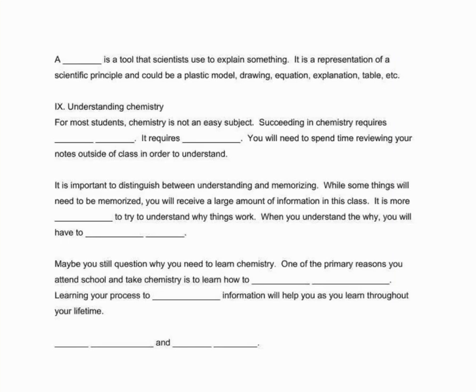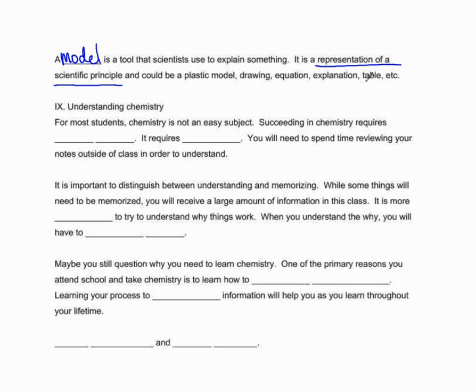One last piece, we have something called a model. A model is a tool that scientists use to explain something. It could be a lot of different things. But it is a representation of a scientific principle. As far as our classroom goes, sometimes it's plastic models. They look like molecules or atoms. Sometimes it's a drawing. Sometimes it's an equation, like a chemical equation. Sometimes it's a written explanation.